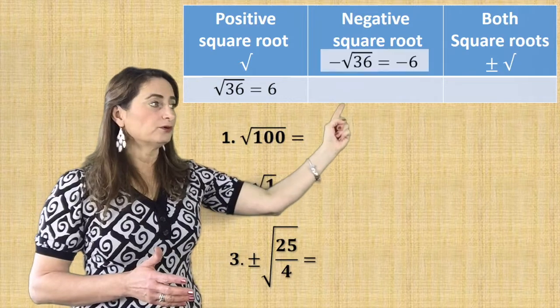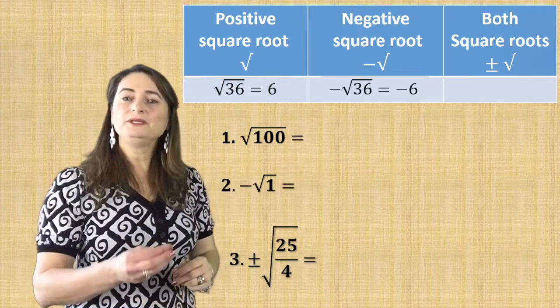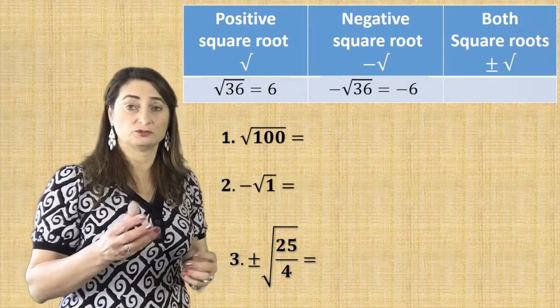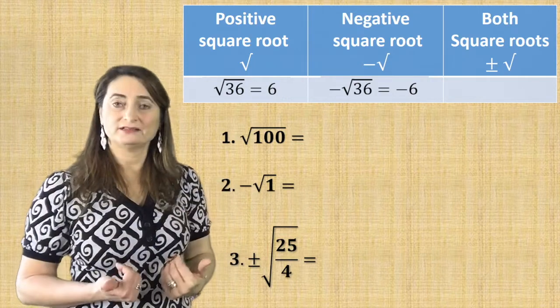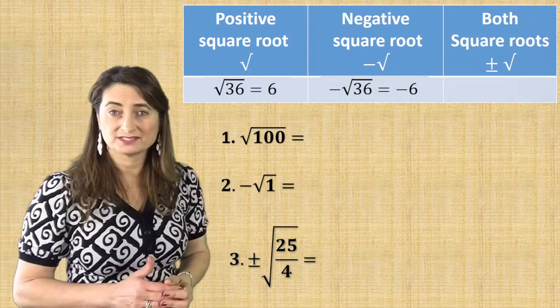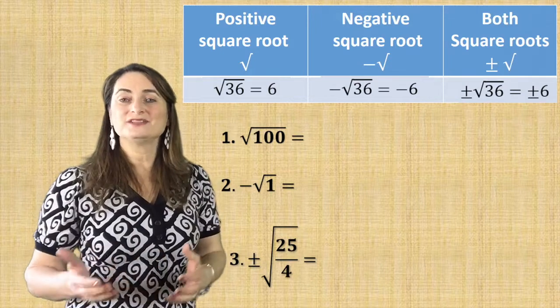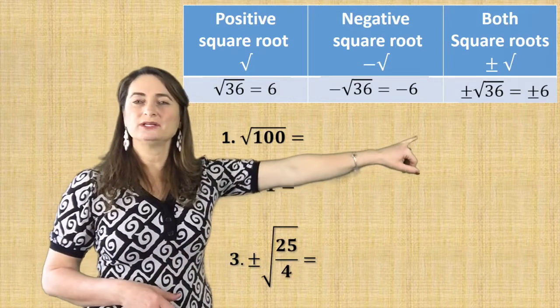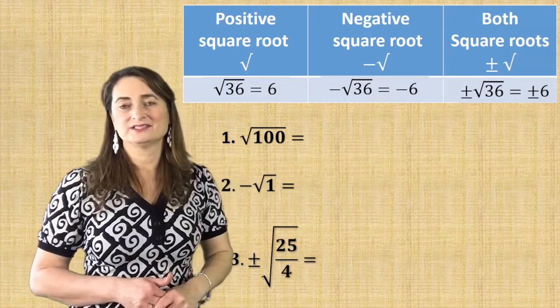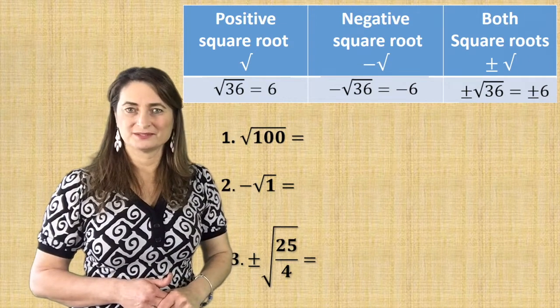Now the negative square root of 36, that means find the square root of 36, which is 6, and I need the negative of that. So the answer is negative 6. And if you want both positive and negative square root, then the answer would have the positive and the negative 6 as the square root of 36.